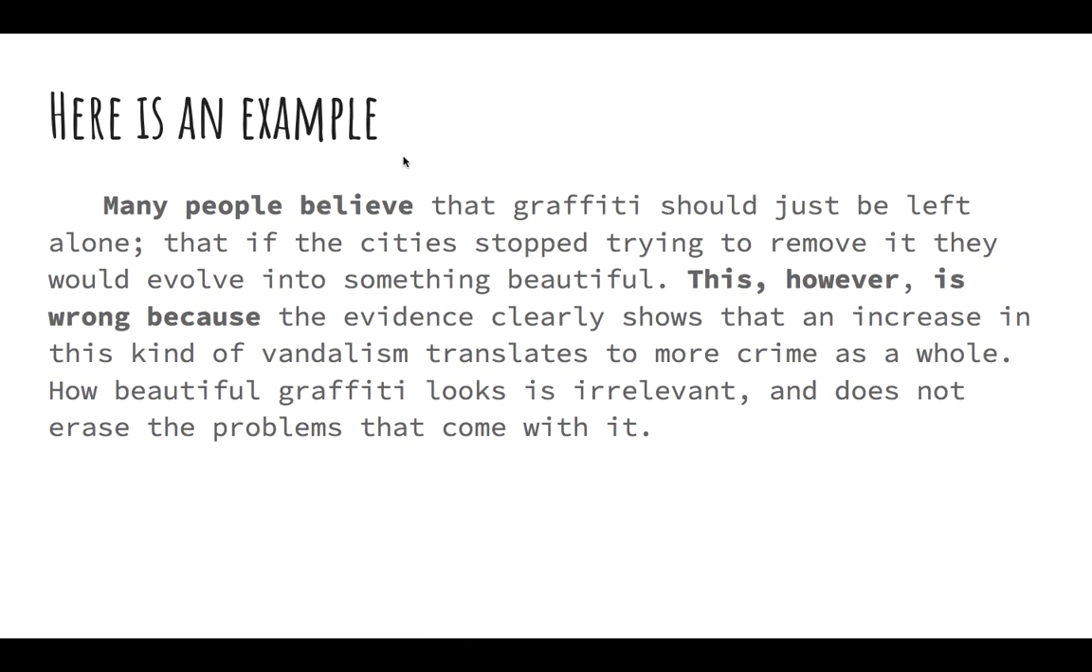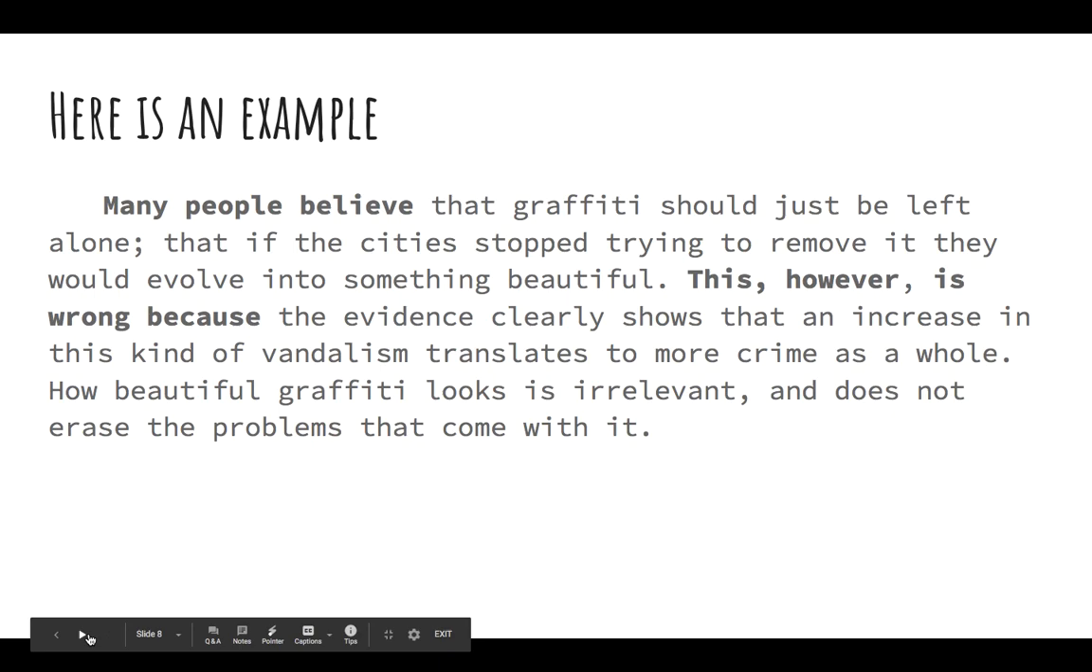So here's an example of a paragraph that does this. Again, we're working off of that model graffiti essay. Okay? Many people believe that graffiti should just be left alone, that if cities stopped trying to remove it, they would evolve into something beautiful. Okay, so this is acknowledging the other side. This, however, is wrong because the evidence clearly shows that an increase in this kind of vandalism translates to more crime as a whole. How beautiful graffiti looks is irrelevant and does not erase the problems that come with it. Okay, so again, acknowledging the other side, right? And then going into your side, proving them wrong.